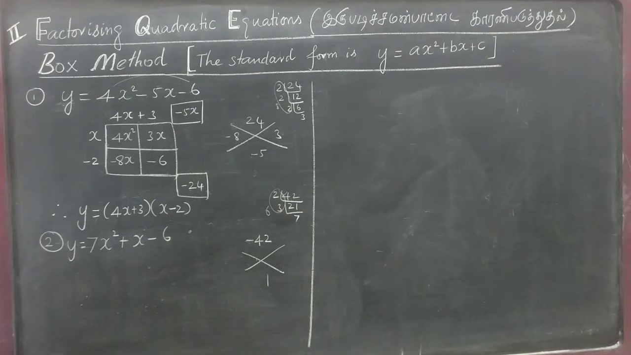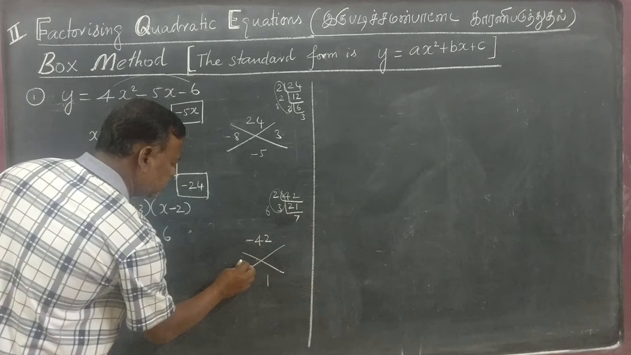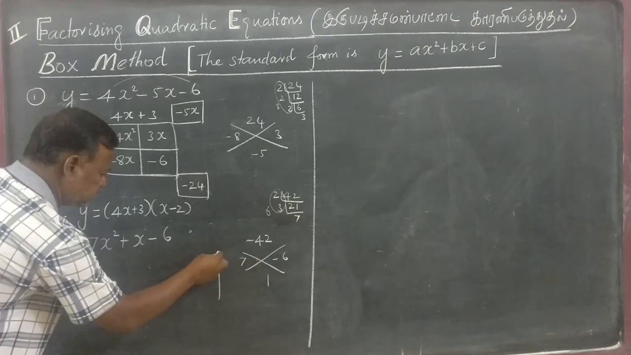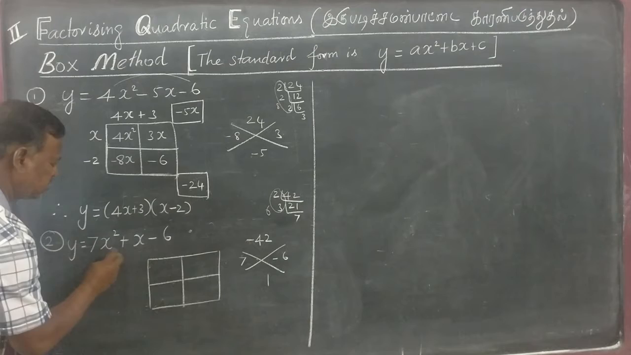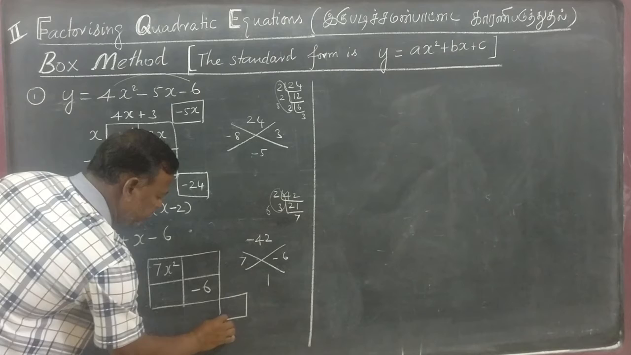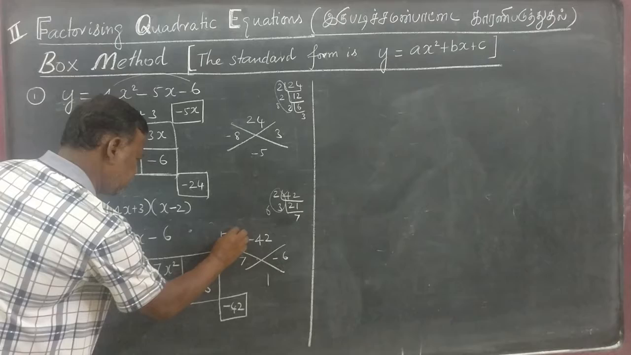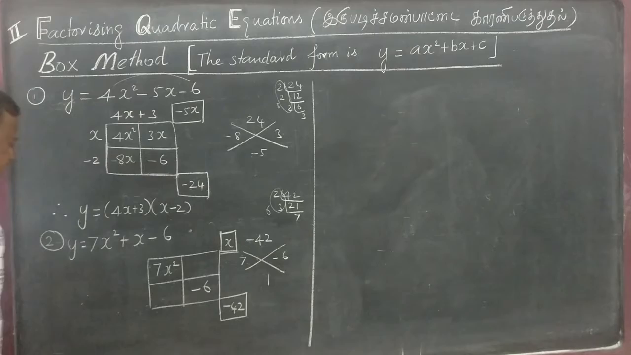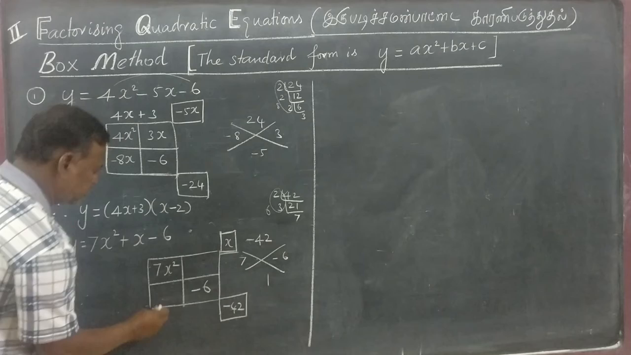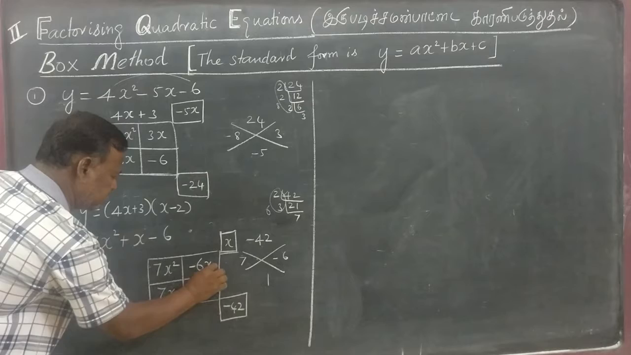7 minus 6 plus 1. So you can take 7 minus 6. This is 7x squared. Minus 6, the multiplied value should be minus 42. Addition should be x. That's how the split is checked. 7 minus 6, okay. You can write 7x minus 6x. Add one other.